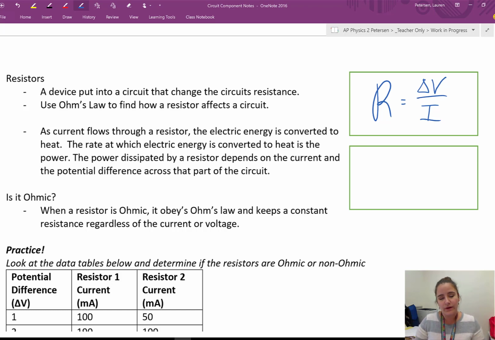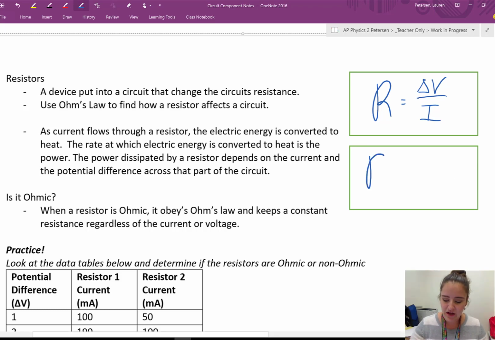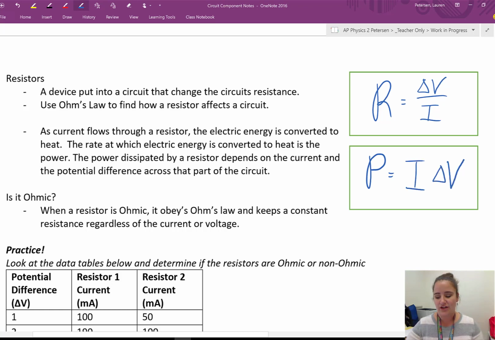But the rate at which a resistor, wherever it is, converts that electrical energy to whatever it is, is called the power of a circuit. So the power of a circuit depends on the current flowing through it and how much energy that current has, or the potential difference.